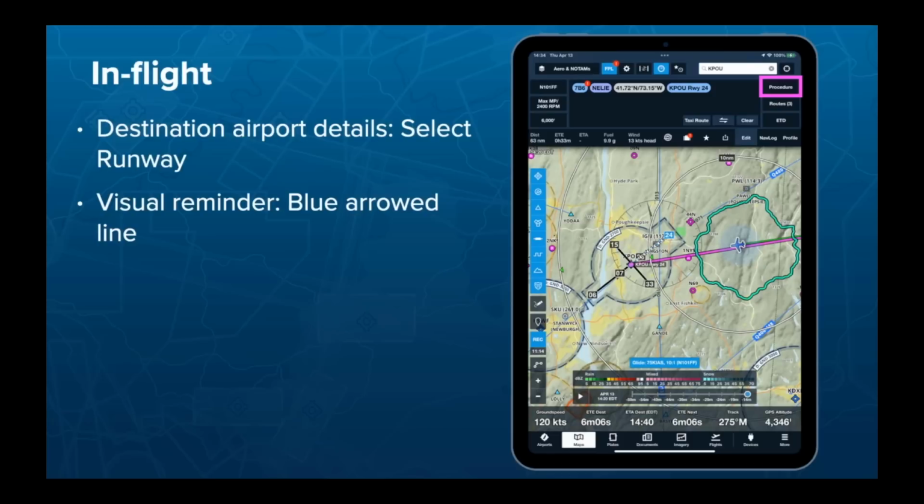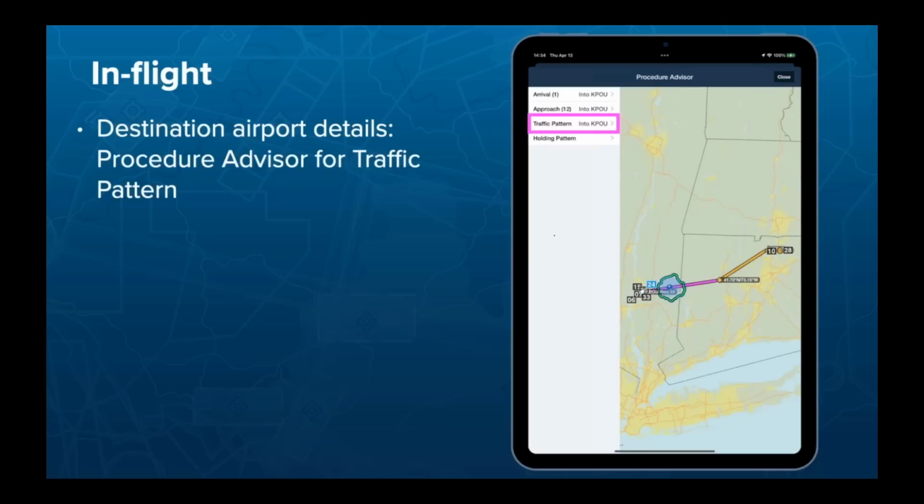As you continue to approach the airport, especially if you're doing it VFR, I think a really useful thing to do is to add your traffic pattern. Not that you're necessarily going to have the airplane's autopilot fly it if you've got a connected panel, but just as a reminder of which way you're going to be turning and which runway you're going to be lining up for. So to do that, you can tap the procedure button and then choose traffic patterns into the destination.